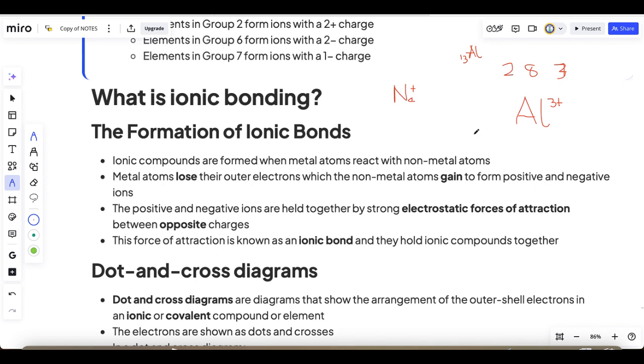So let's take a look at the formation of the bond. How does the bond take place? Ionic compounds are formed when metals react with non-metals. Now, in this case, what is the metal? We talked about sodium. What is the non-metal it reacts with? Chlorine. Chlorine is a non-metal because chlorine has to gain an electron, right? It has to gain the 1 electron that sodium lost, so you become sodium chloride.